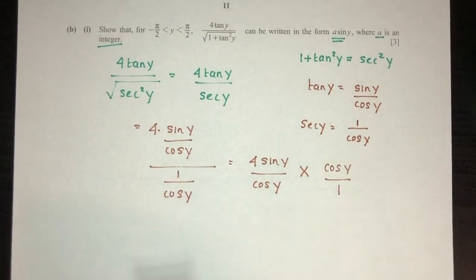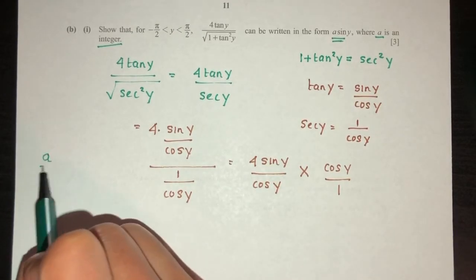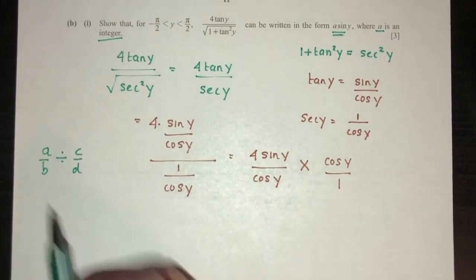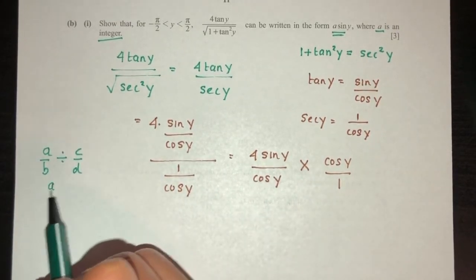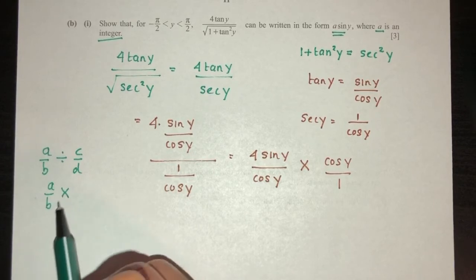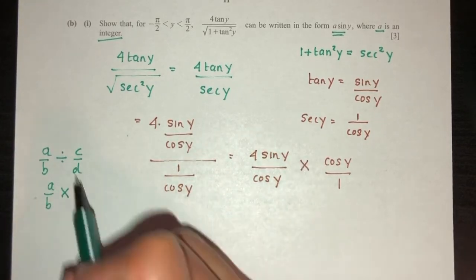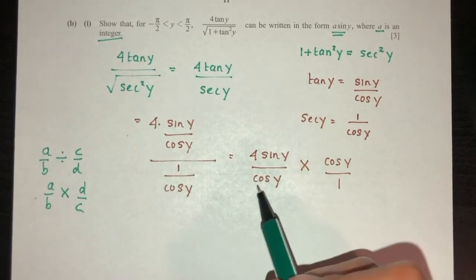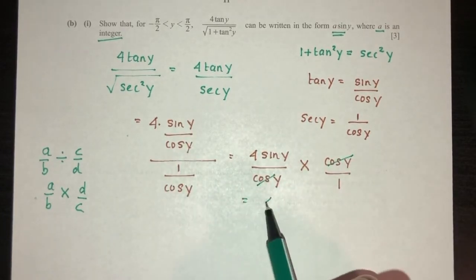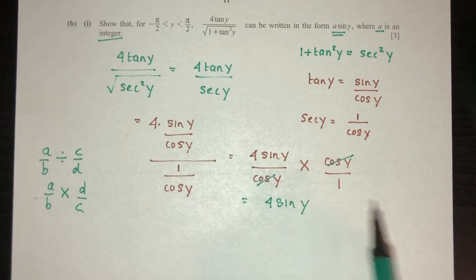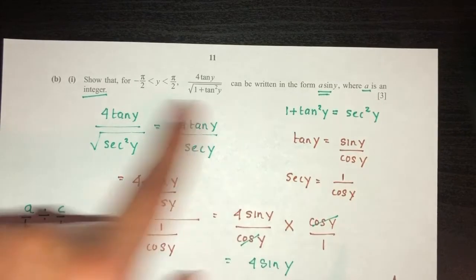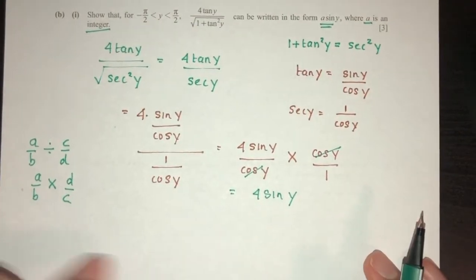So just to explain again, when you have a fraction a over b divided by c over d, we can change the divide to multiply, it will become a over b multiply. So when you have multiply, you have to flip this upside down. So this is what happened here, and these two will cancel out. That will become 4 sine y. As you can see, this can be written as this, where a is an integer, which is 4. That is part 1.